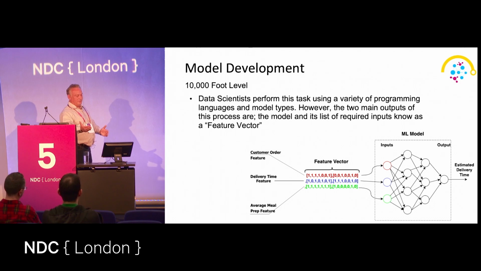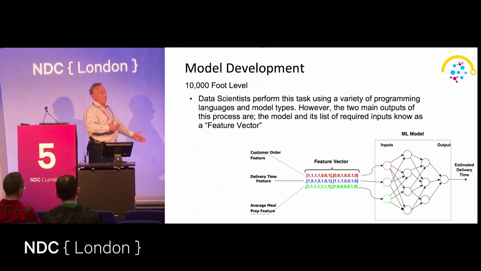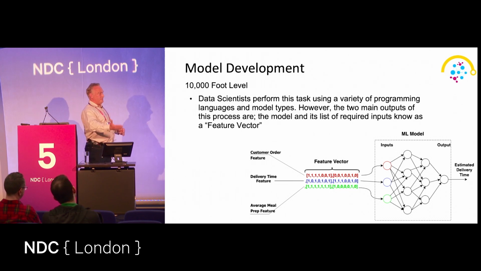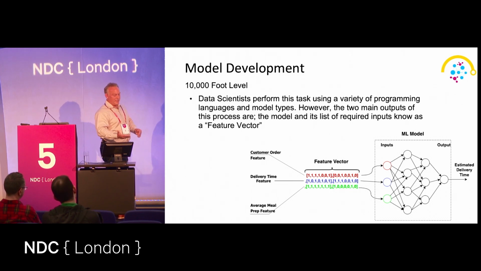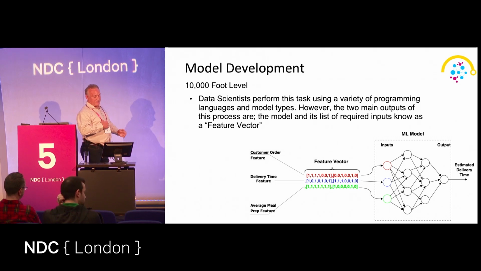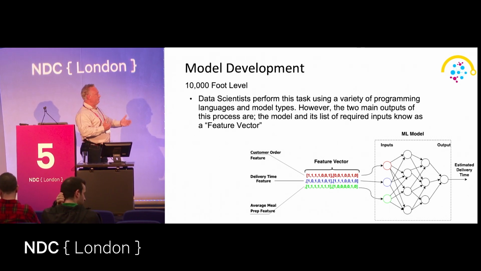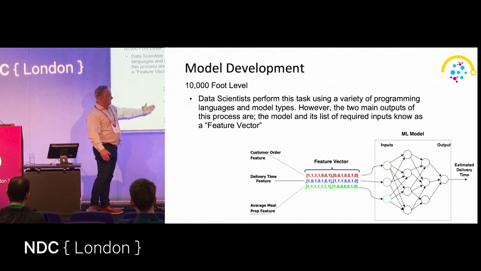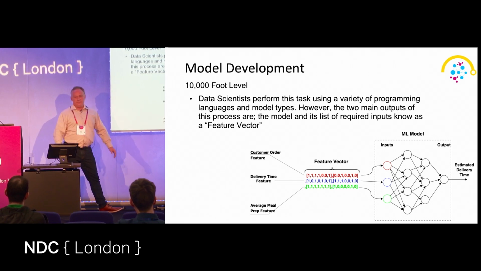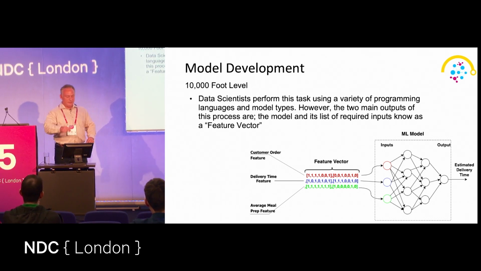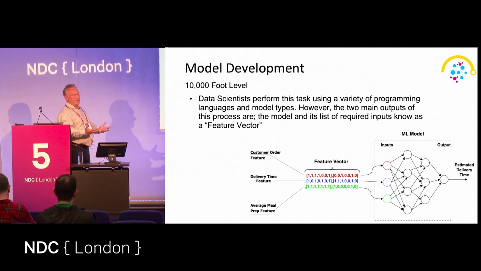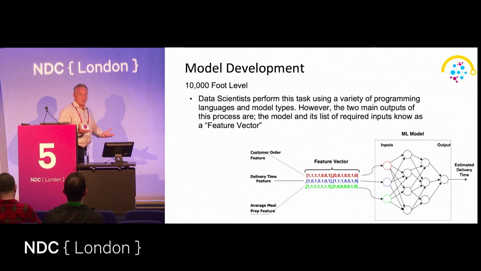Here's your model. It could be of any type. It's a linear regression model. It's a decision tree. It's a K clusters network. Whatever they build, that's up to them. They hand it to us. And the other thing is, again, as I mentioned, feature vector. This is the input I need. So if I have certain customer order features and delivery time features and the average meal prep features, and I put these things in there, and you give me that, and I guarantee within a 90% degree of accuracy, I can predict the time that they're going to get there, right? That's their job. That's what they do.